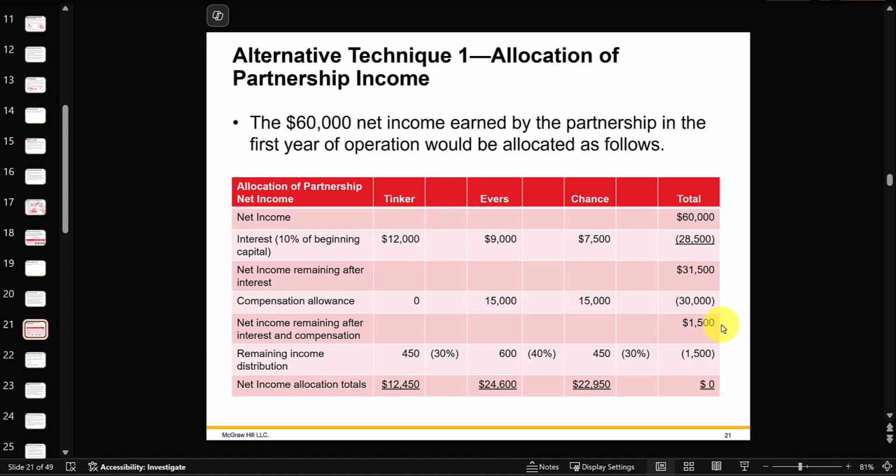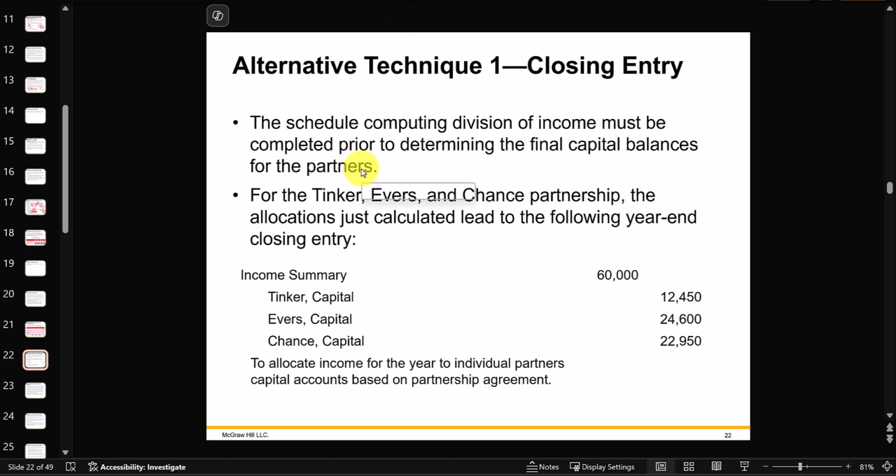Just leaving now only 1,500 left to be allocated among the three partners, which is 30% to Tinker, 40 to Evers, and 30 to Chance. Here, accounting for all of the 60,000 being allocated. So if you add up these three numbers across, that should equal the total amount we started off with. And as we've seen before, we zero out the income summary with a debit, and we now credit the capital accounts for each of the partners, increasing the ownership interests of the partners in the business.